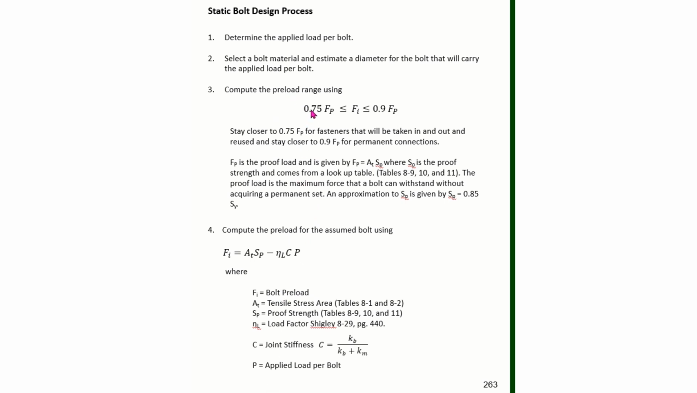If we're down here below the 75% of FP, then we've picked too small of a bolt and we need to come back and pick a larger bolt and go back through and compute Fi.